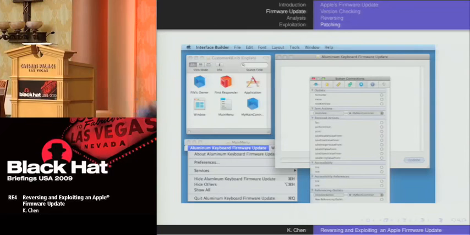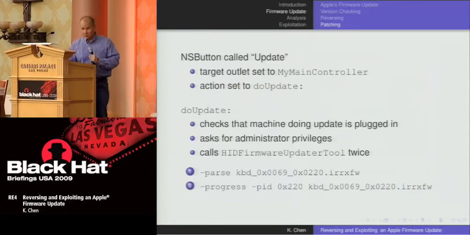The resolution of this is such that I can barely see. It's doUpdate in my main controller. So whenever you click the update button, that's the method that's called. The NSButton's target outlet is set to that class, and the action is set to that method. So what we do is immediately go to that method and look at the disassembly.